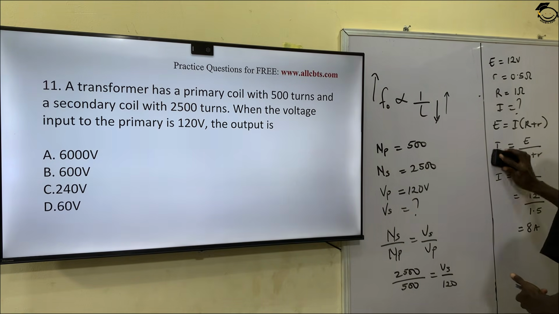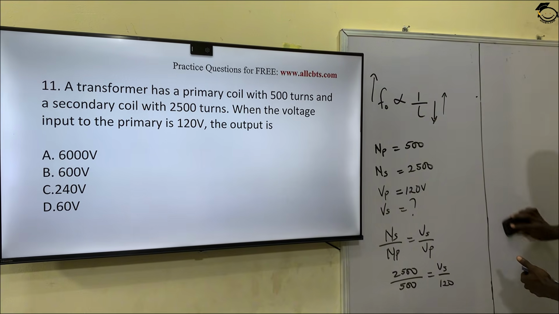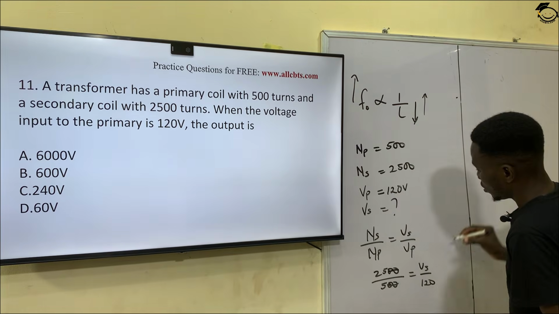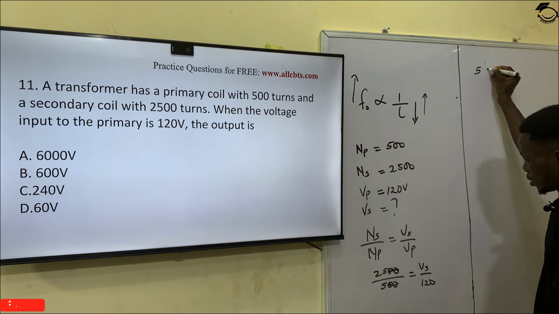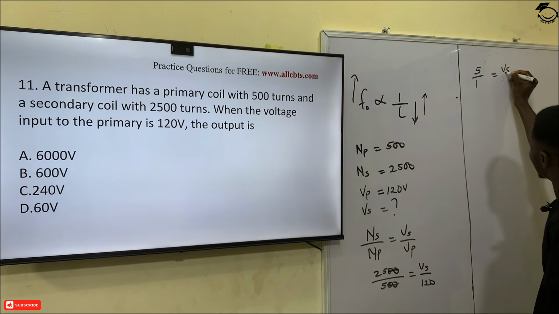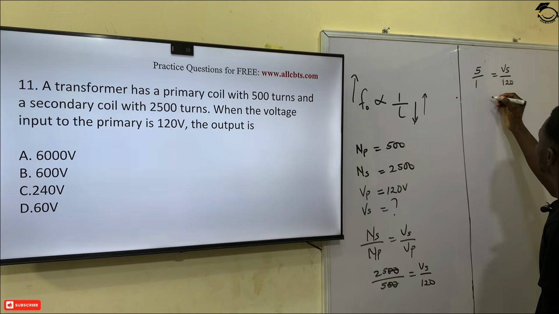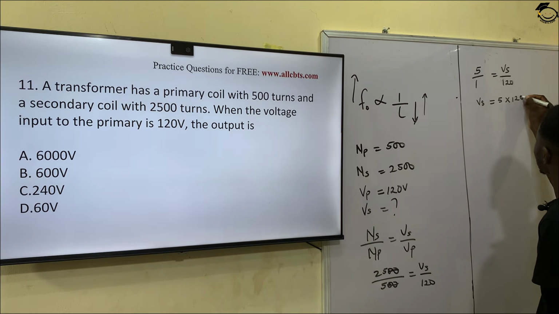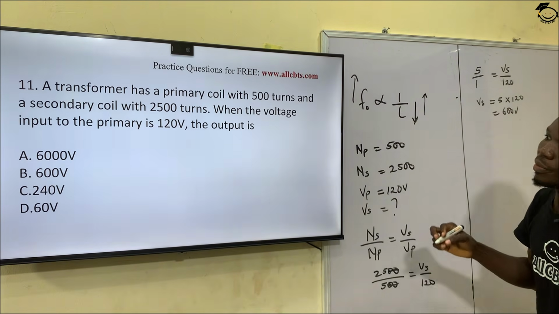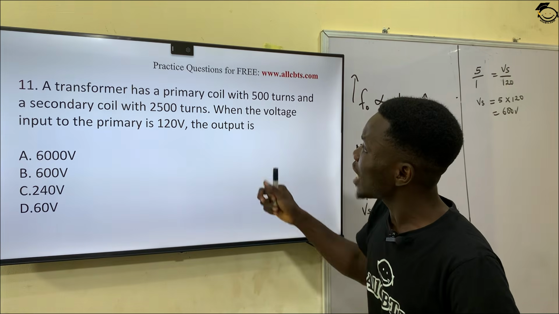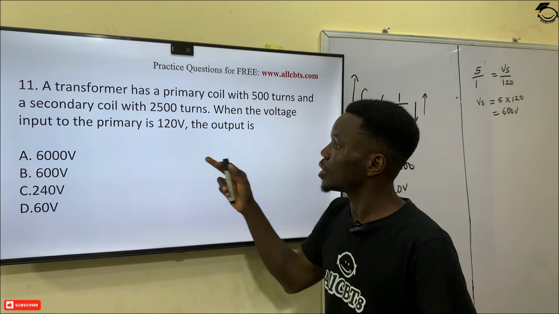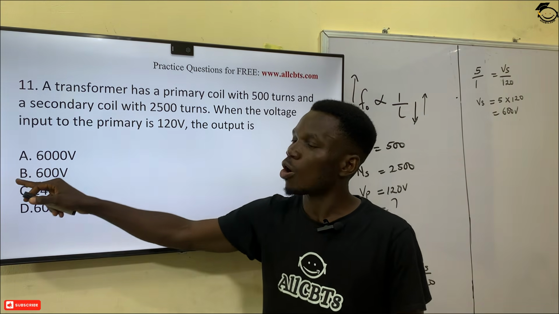So if we simplify this further, I'll be having 5 over 1 is equal to VS over 120. If I cross multiply, it means my VS is equal to 5 times 120. And that will give me 600 volts. So it means that the output voltage, or the voltage in the secondary coil, is going to be 600 volts, which is option B.